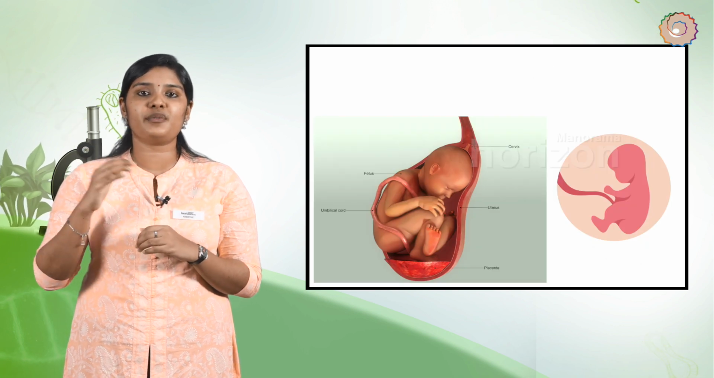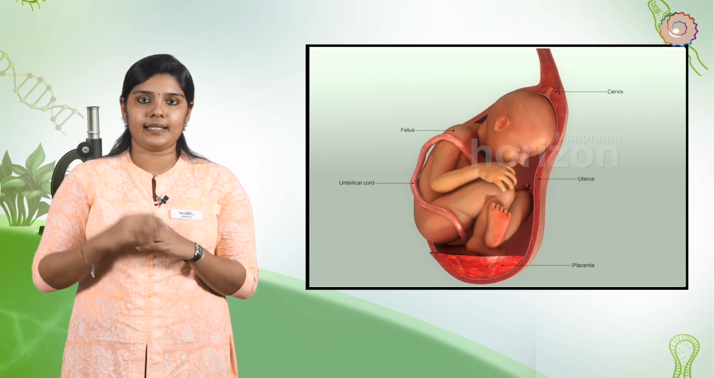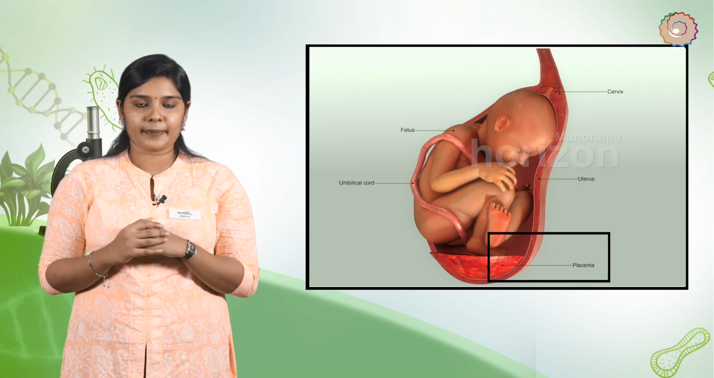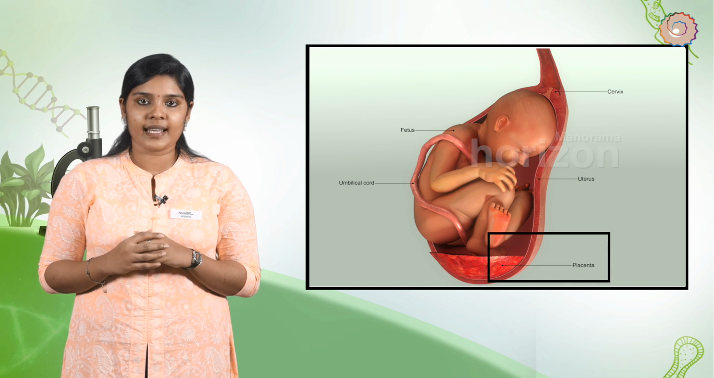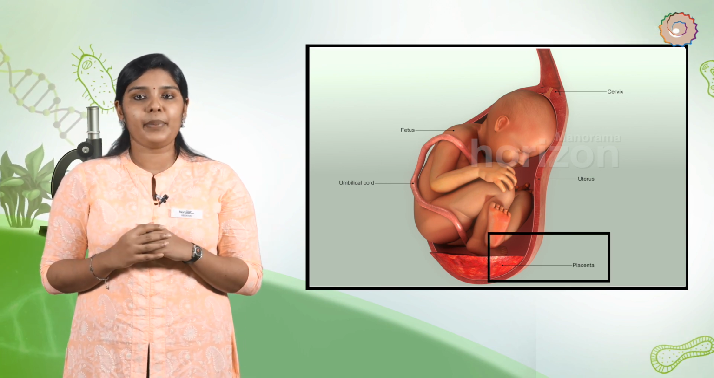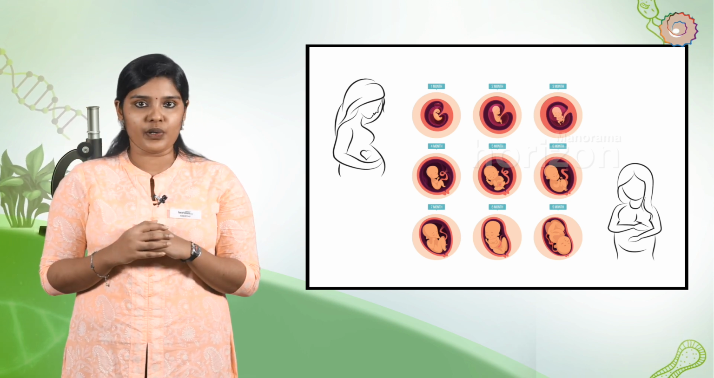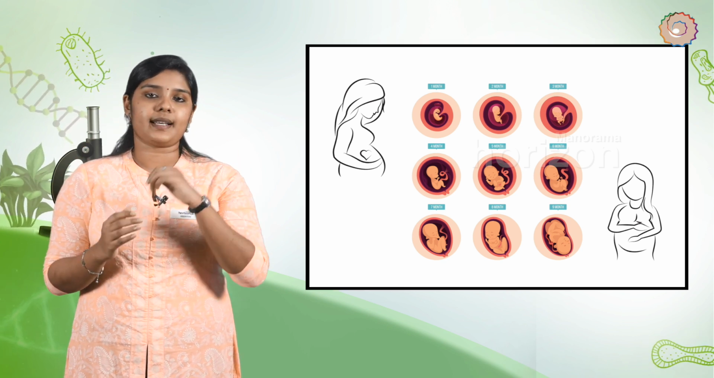Embryo gets nutrition from the mother's blood with the help of a special tissue called placenta. Placenta is a temporary disc rich in blood vessels which connects the mother and fetus where exchange of gases takes place. It is the site which intermediates the transfer of nutrients between the mother and developing fetus. The waste particles produced by the developing fetus are also removed through this placenta.